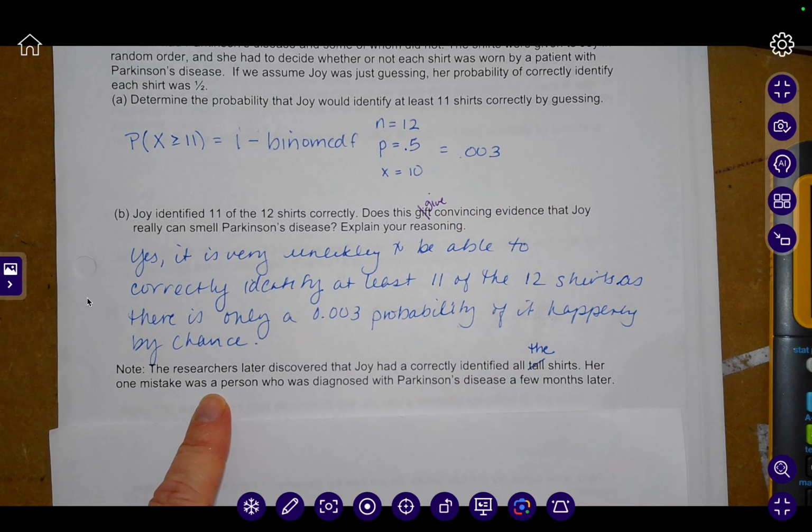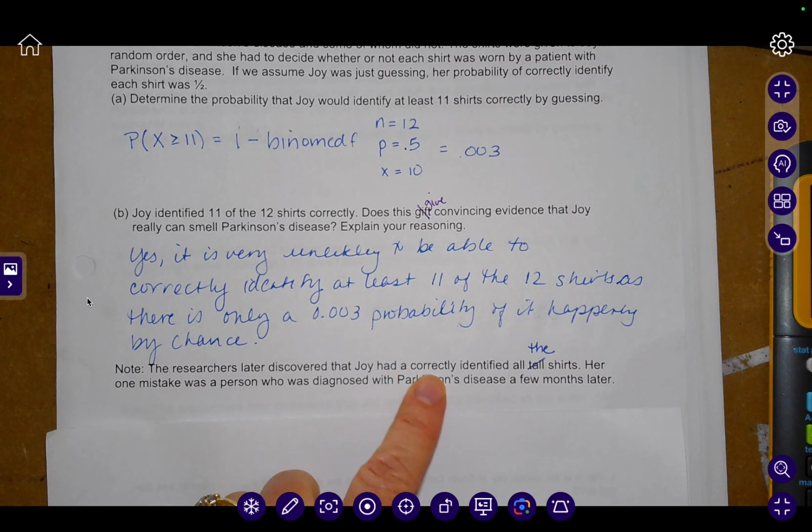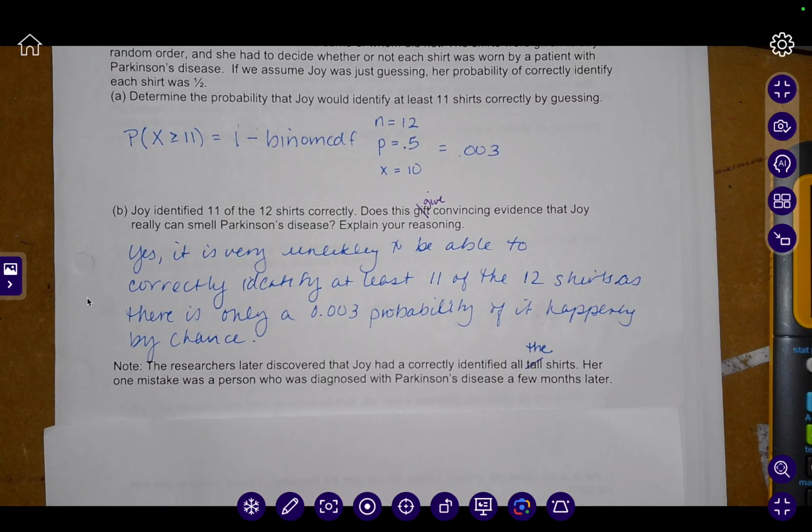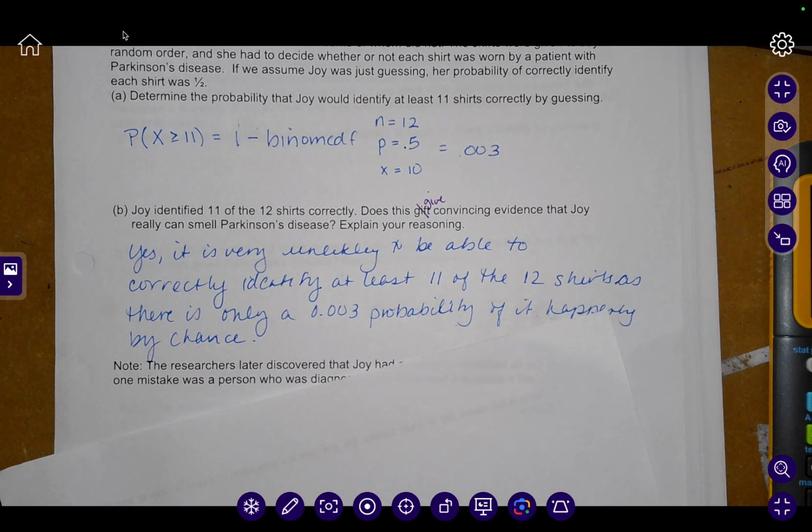And ironically, she said all 12 of them had Parkinson's disease, and at that time they were only counting 11, but they later discovered that she had actually correctly identified all the shirts, because her one mistake was a person who got diagnosed a few months later. So that was kind of interesting. All right, that is it for that one.